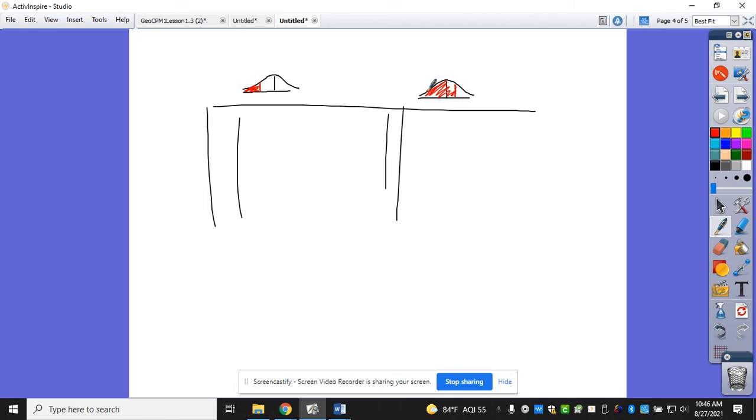What number is at negative 2.34? Wait, wrong one. 0.0096. We gotta get that, just making sure we can read the graph. Okay.